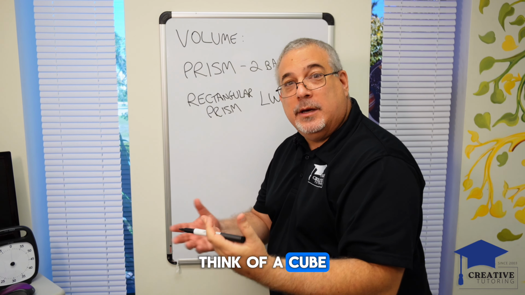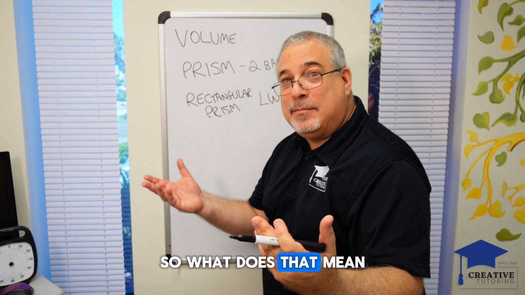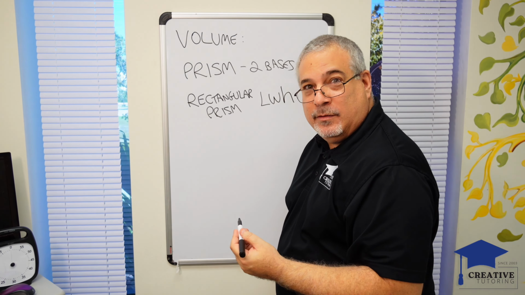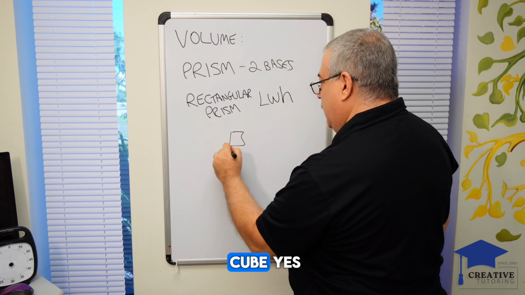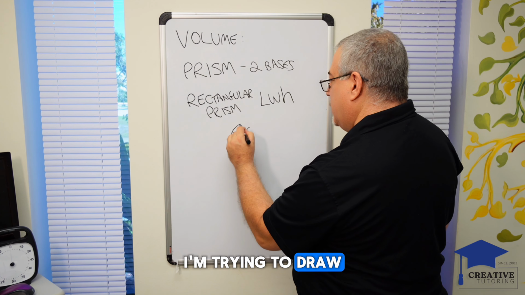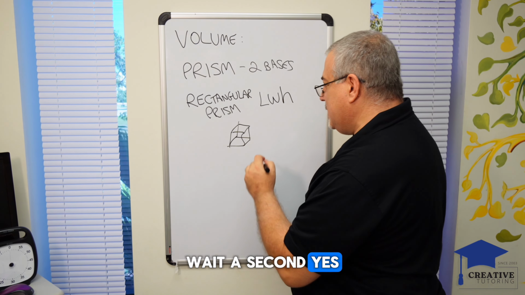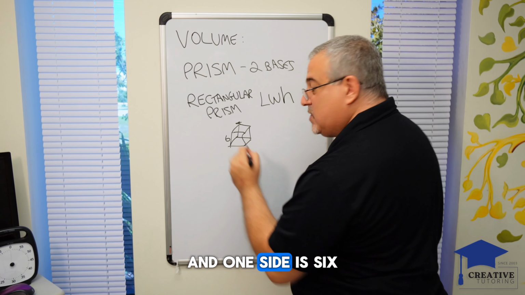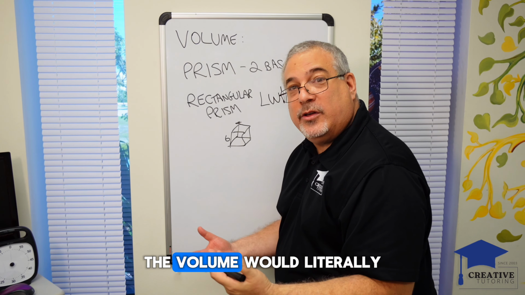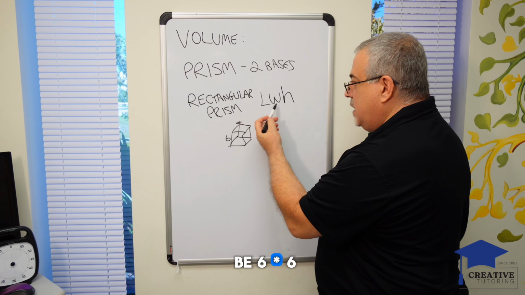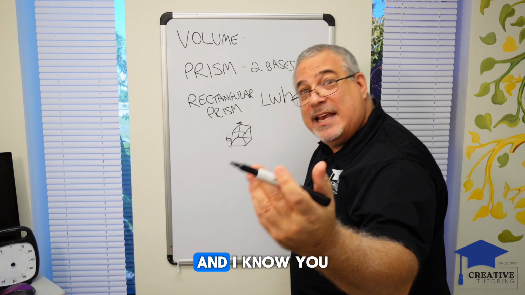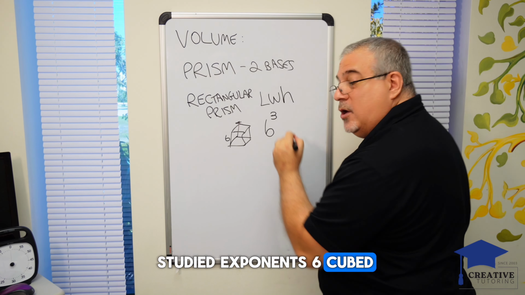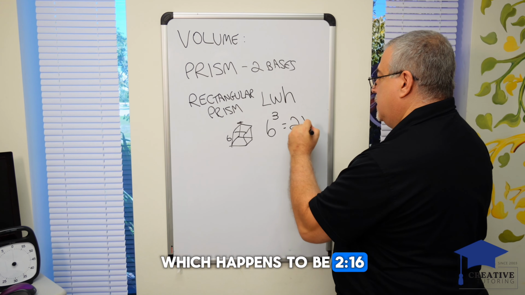Think of a cube. It's all squares. So what does that mean? The length and the width and the height are all the same. So if there's a cube, yes, I'm trying to draw a cube. Wait a second. Yes, I think I did it, except for that. Ignore that, right? And one side is 6. The volume would literally be 6 times 6 times 6. And I know you've studied exponents. 6 cubed, which happens to be 216.